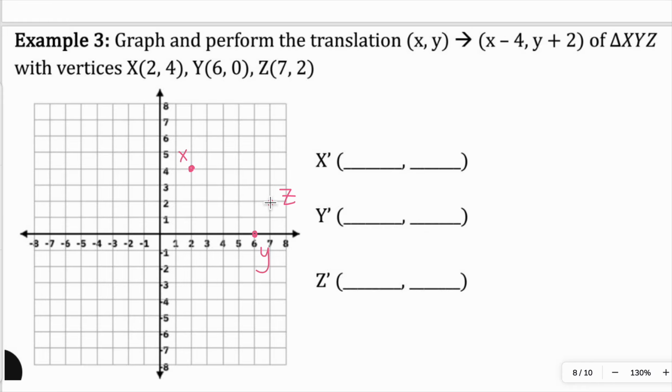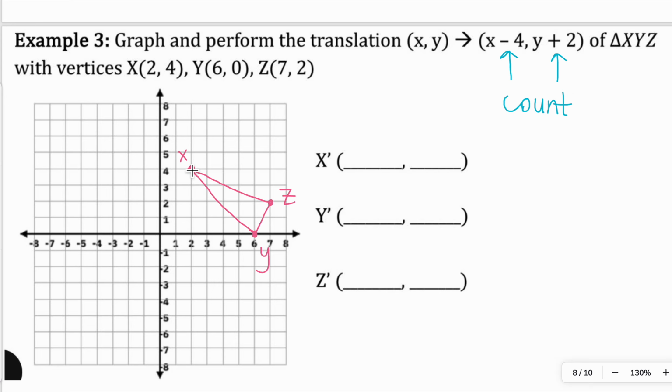And I'm going to go ahead and draw those dots together, making that figure. Then it says my translation is going to be showing X minus 4 and Y plus 2. There's a few ways we can do this. The first method I'm going to do is just counting.